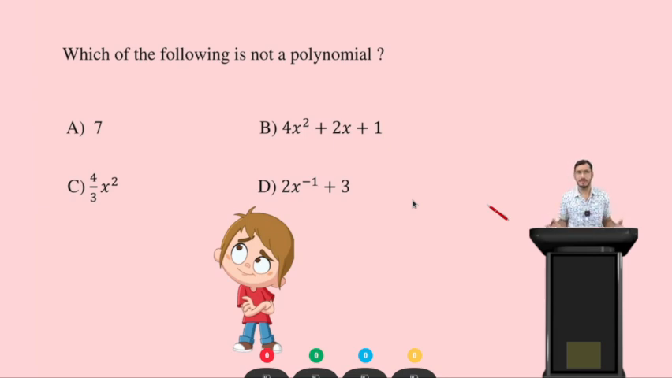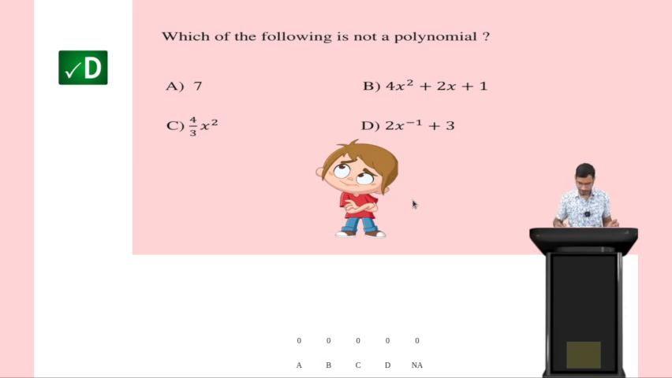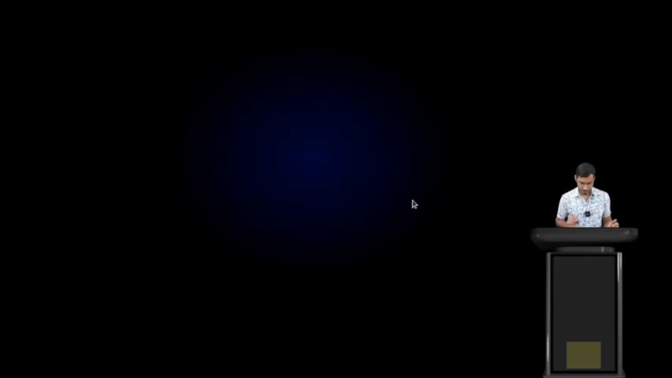Okay students, the right answer is option D. You can see here the power of x is negative. In the first option, 7 we can write as 7x to the power 0, that is a polynomial. In the next one, 4x square plus 2x plus 1, this algebraic expression is also a polynomial. 4 by 3x square, yes, polynomial. So here 2x to the power minus 1 plus 3 is not a polynomial. So the right answer is option D here. Okay, now let's move to the next part.